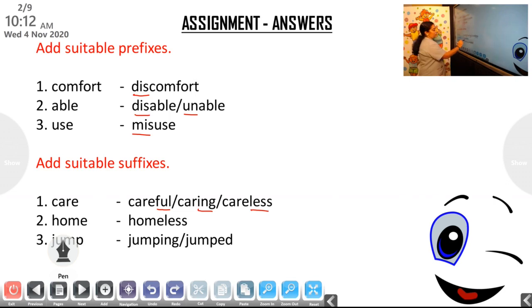Next one, home. Only one is possible. Homeless. Home, homeless. You have to add the suffix LESS. Next, jump. 2 are possible. ING and ED. Jump, jumping, jumped. This ING is the continuous form and ED is the past tense form. So suffixes, answers: care, careful, caring or careless; home, homeless; jump, jumping or jumped. If you have written any other answer or if you have any confusion in the answer which you have written, you can call me personally. Okay.